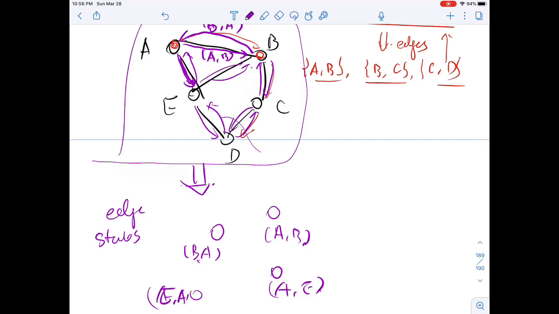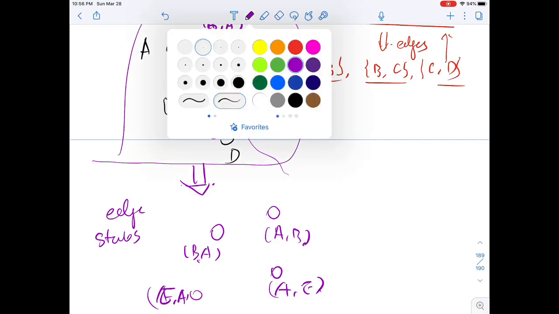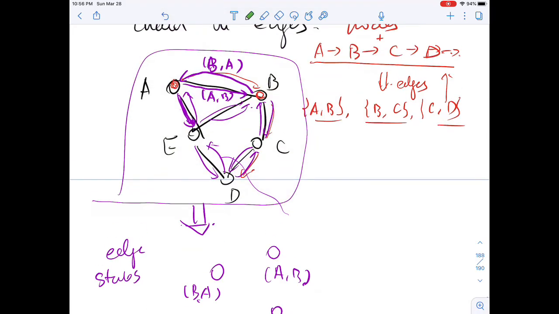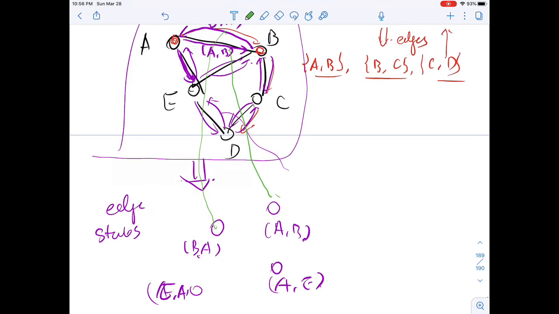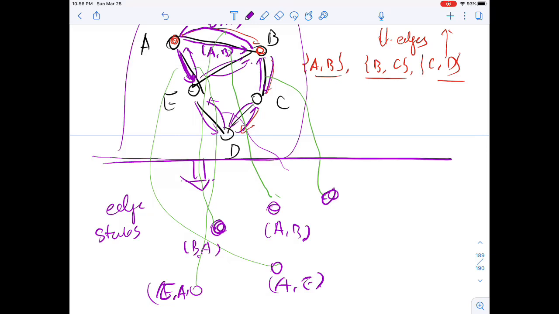So for each edge, the edge BA is mapped to BA, AB is mapped to AB, EA is mapped to here, and AE is mapped to here. So each direction of the edges is mapped to a new state here. This is what I call the equivalent Markov chain.